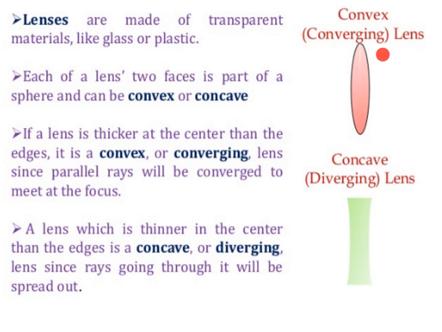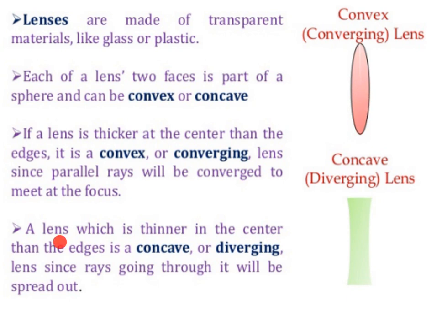Let us see here. If these two faces are part of a sphere, then it can be thicker at the center, and then it is a convex lens. That is, if the lens is thicker at the center than the edges, it is convex. It is also called a converging lens.